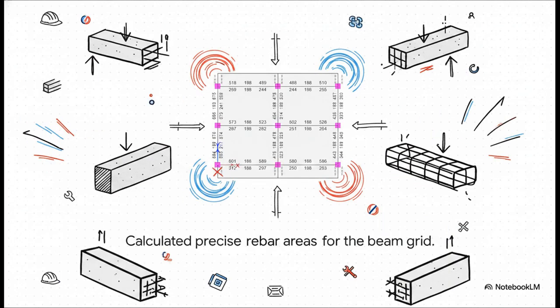Same story for the beams. ETABS generates this incredibly detailed map of the exact rebar needed. Looking down at the floor plan, you can easily see the precise reinforcement areas calculated for the top, bottom, and midspans of every single beam in the grid. It's a highly optimized, completely code-compliant map that is ready to be handed straight over to the construction crew.